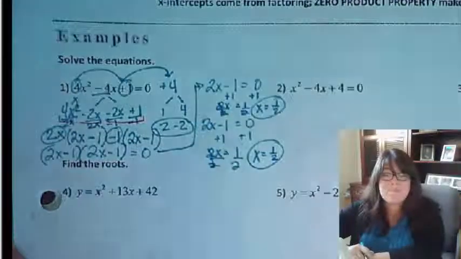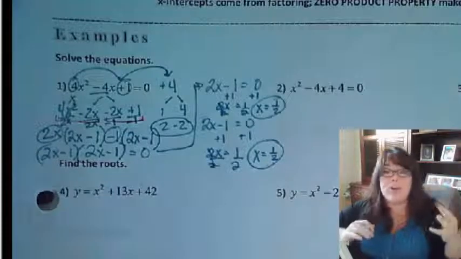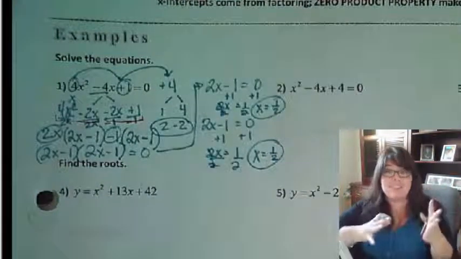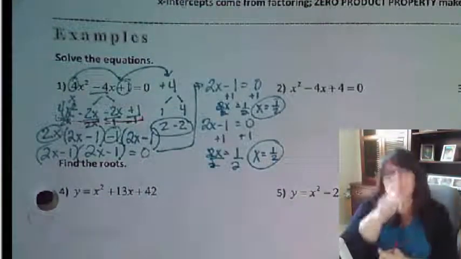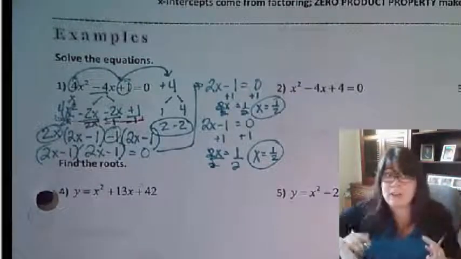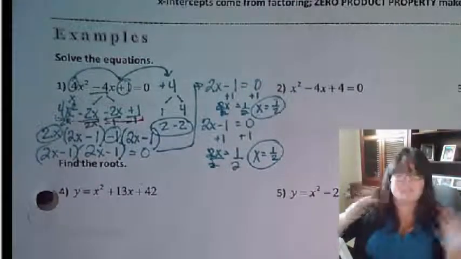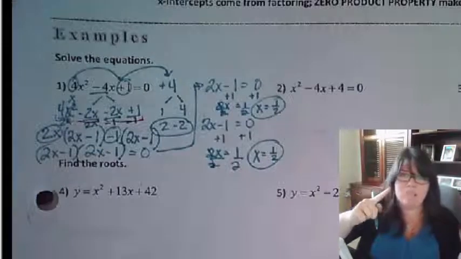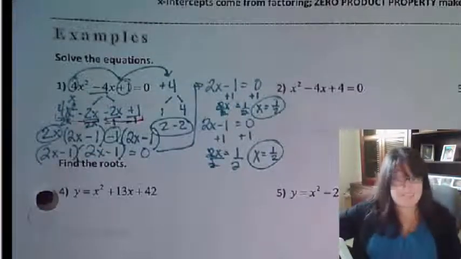Cool, huh? So the thing you need to know is when you have two factors that are exactly the same, you only need to solve one of them. If they're different, solve both. But if they're exactly the same, just solve one. That's fine. Let's take a look at another example.